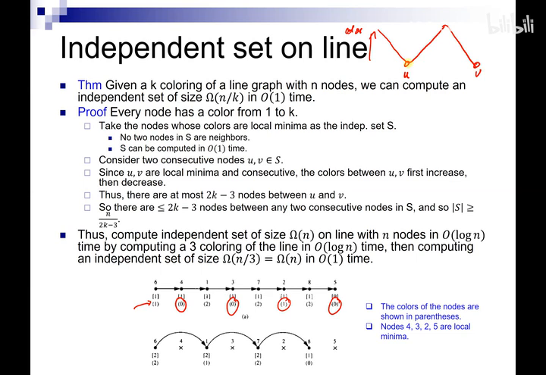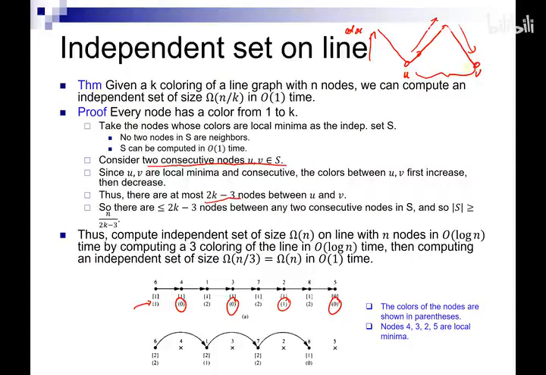Because you use a local minima, its color is less than both its neighbors' colors. Now if you look at two consecutive local minima, then what has to happen with the colors is that they first increase and then they decrease. This is between two consecutive independent nodes that we pick. If they first increase and then decrease, then there are at most 2k minus 3 nodes between U and V.